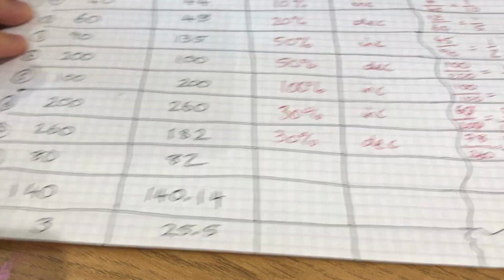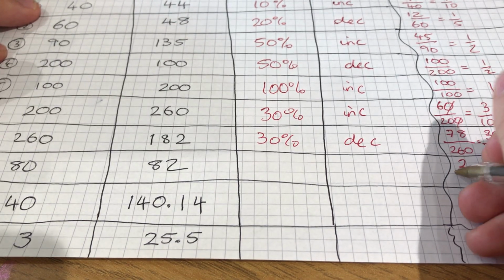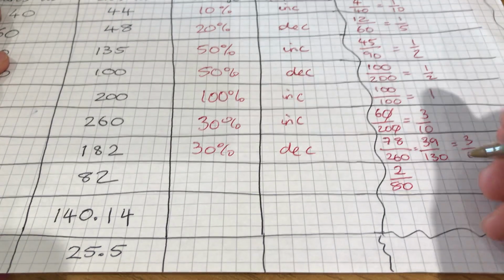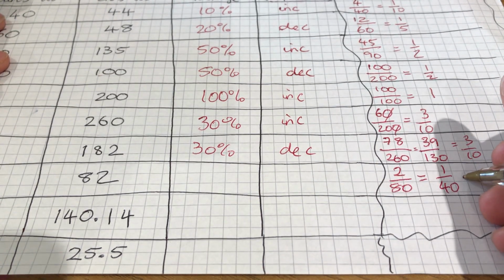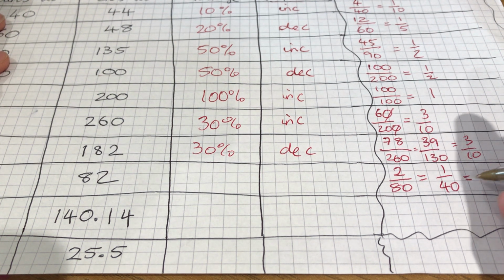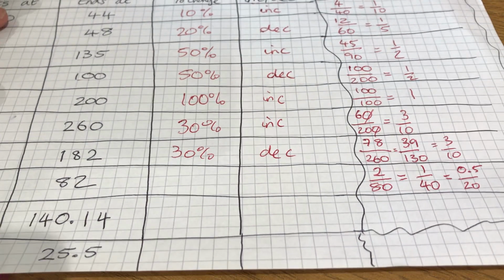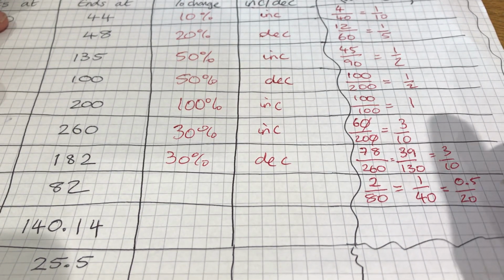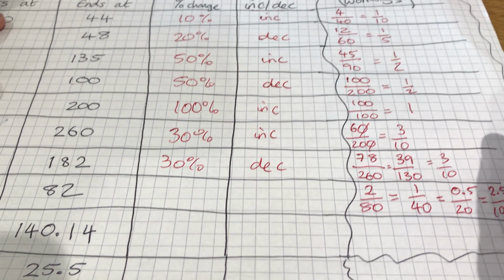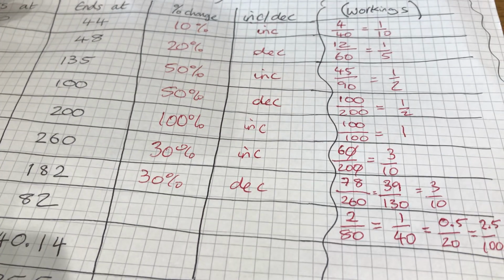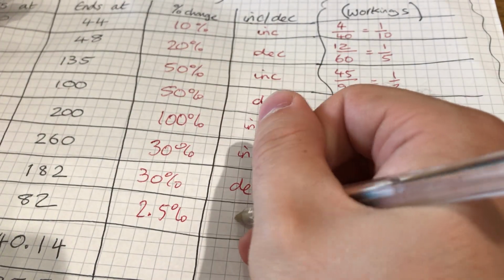80 to 82. So for 82, I've got a change of 2, original of 80. That simplifies to 1 over 40. What I'm going to do is halve that again to get 0.5 over 20. I know you're thinking, well, hang on, that's a decimal. You couldn't leave it like that, but you can use it to help you work out. Times then by 5, 2.5 over 100, which is 2.5%. And that's an increase too.